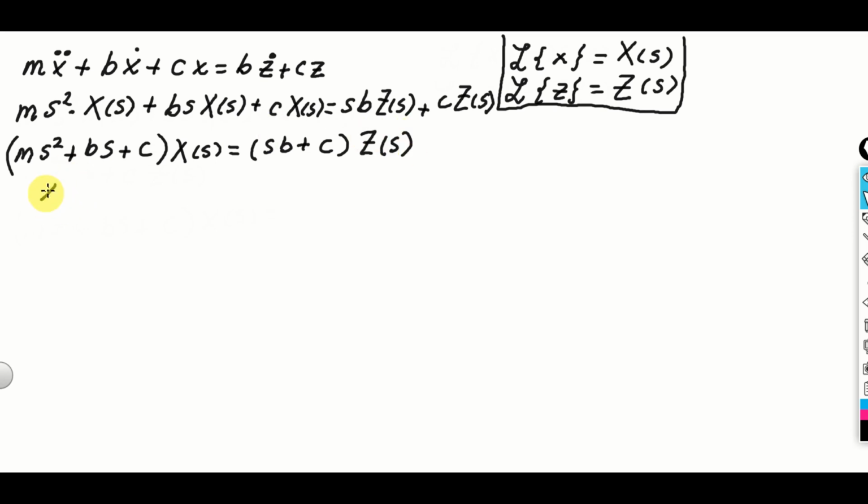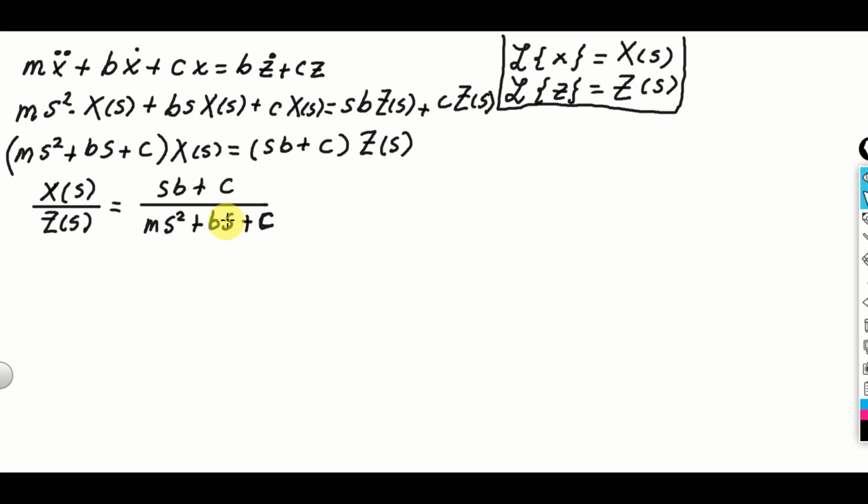From this equation, it follows that our transfer function, that is X of s over Z of s, is equal to s b plus c over m s squared plus b s plus c. Now, the first question that we need to answer is the following one. What is the DC gain or the steady state gain of the system? Obviously, from here, we can see that the DC gain is equal to 1.